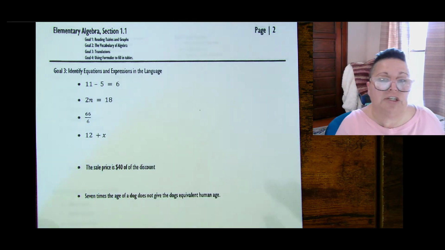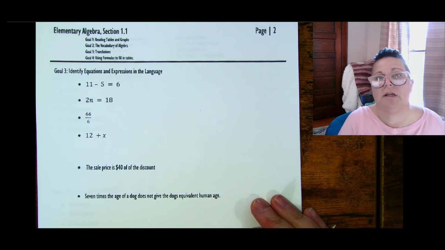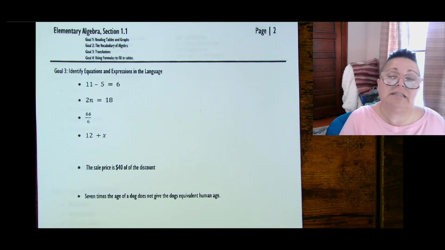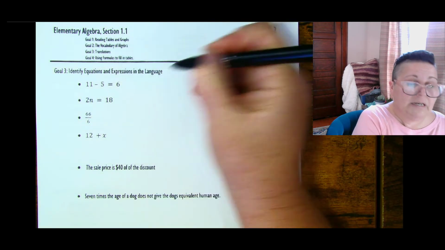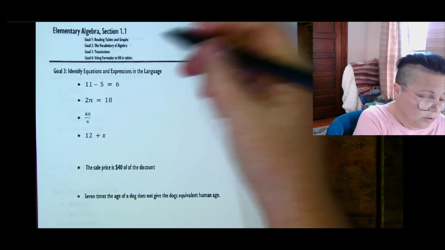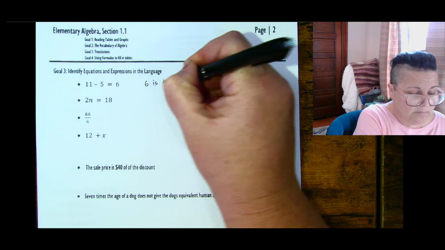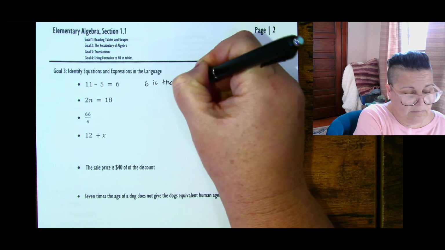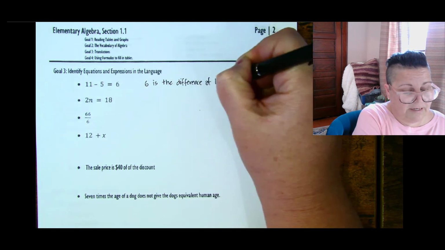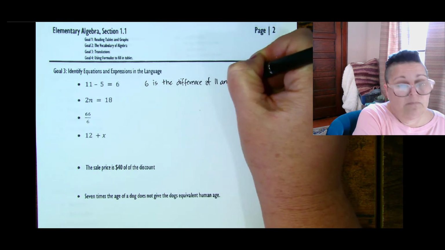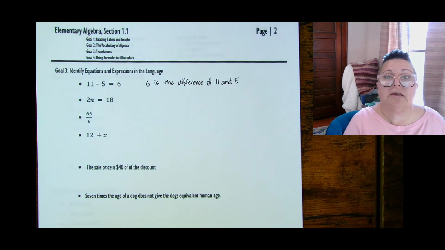However, if we're going to use the words we just learned, such as sum, quotient, product, and difference, this says that 11 minus 5 is 6, or 6 is the difference of 11 and 5.